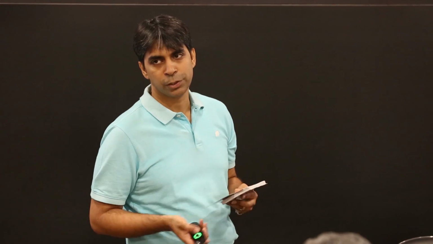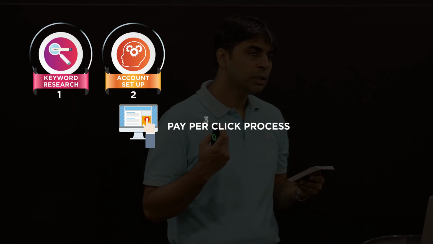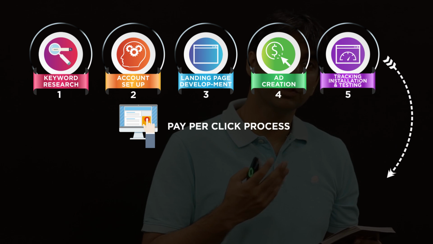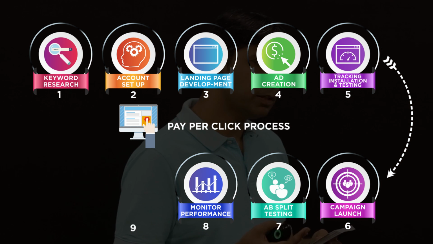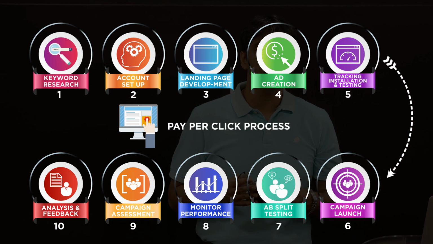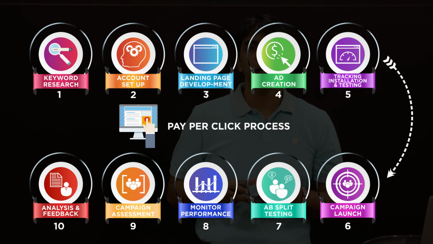Okay? So what is our process? What is the strategy that we're going to go after? Again, this is how we put together a strategy. It's a 10-step process. And what do the 10 steps look like? So it starts with keyword research, obviously. Moving up to setting up your account, creating your landing page, creating your ads, tracking and installation, tracking, installation, and testing. And then campaign launch. Ultimately moving to your A/B split test, monitoring your performance on how your campaigns are doing, campaign assessment, and analysis and feedback. This is what the process will look like. When you start with research, it's going to end with analysis and feedback. And that's why it's a circle, because after 10, 1 goes back. You come back to 1. And this is continuously the same process that keeps on running.